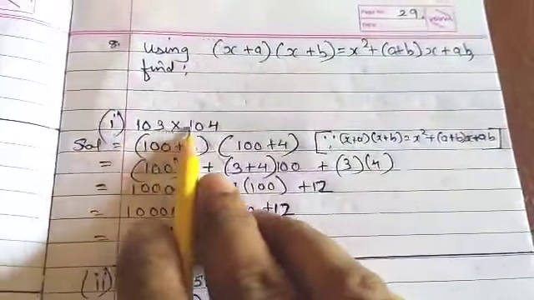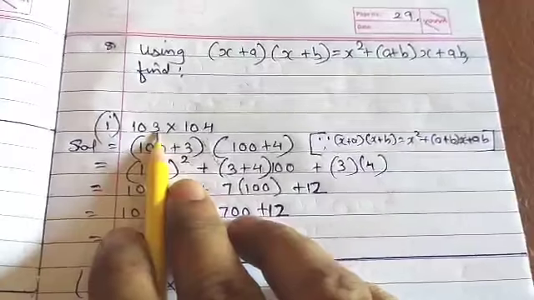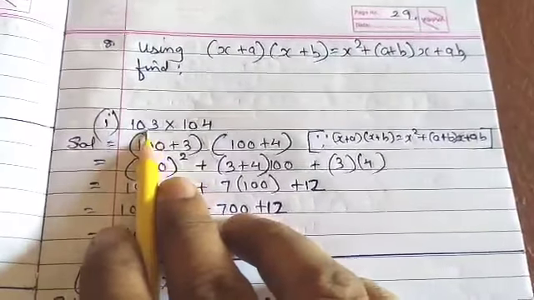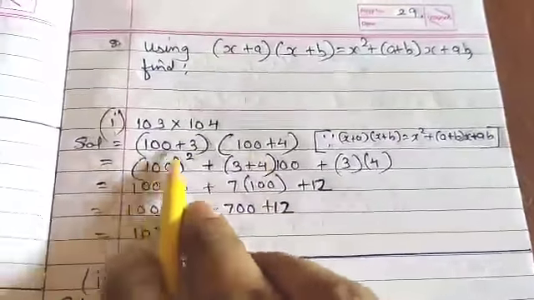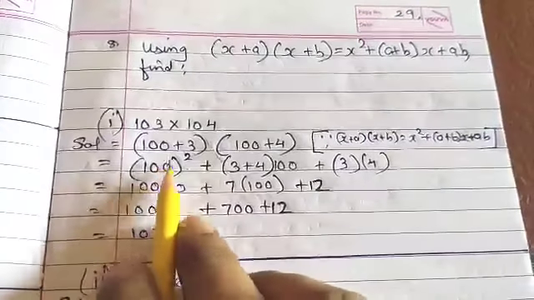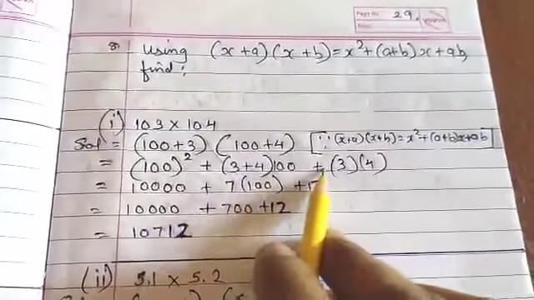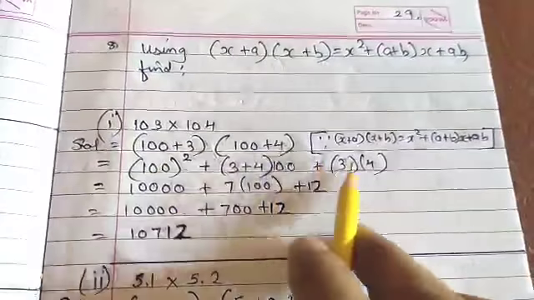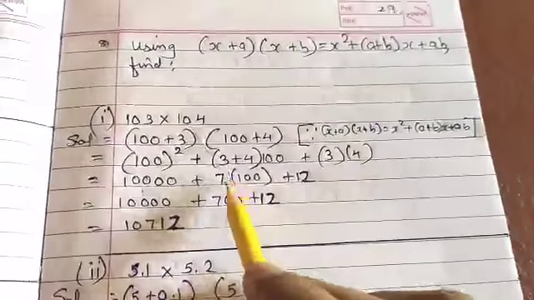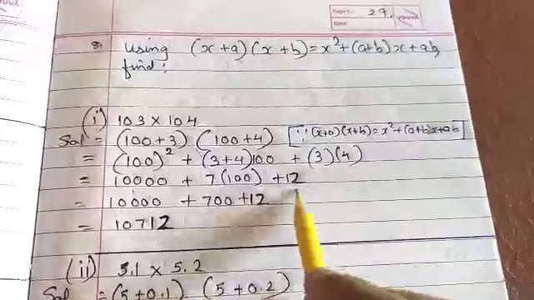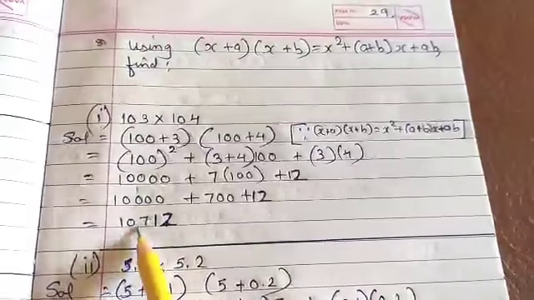Now the first sum is 103 into 104. So here what you will do? The nearest value to 103 is 100. So 100 plus 3, here also 100 plus 4. Here what is common? 100. So make a square of 100. Then you have to multiply this 100 with the sum of the uncommon terms, that is 3 plus 4 into 100. Plus you have to multiply both the uncommon terms, that is 3 into 4. Then square of 100 is 10,000. Then 3 plus 4 is 7, and 7 into 100 is 700, and 3 4s are 12. When you make a sum, you will get 10,712.